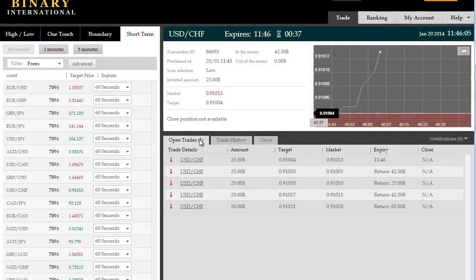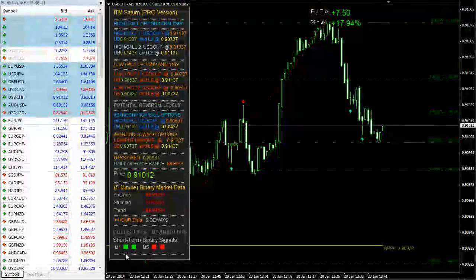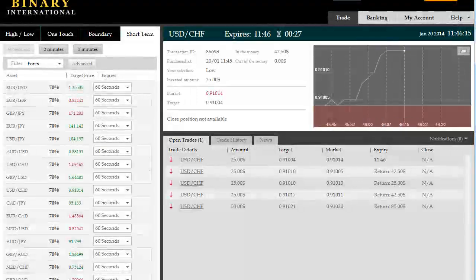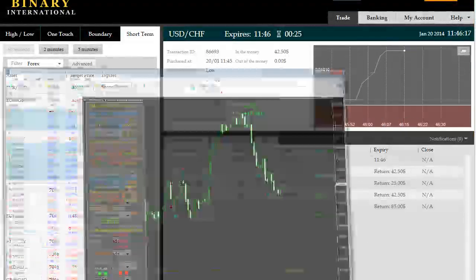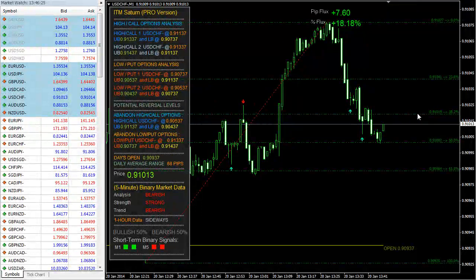So we have yet another US dollar Swiss franc option that is executed and on the market. We don't know if it's going to be expiring in the money yet. We have mixed probabilities because the market is saying that short-term M1 time frame has gone bullish, so it's quite likely that this particular trade might expire out of the money. So let's see what happens.